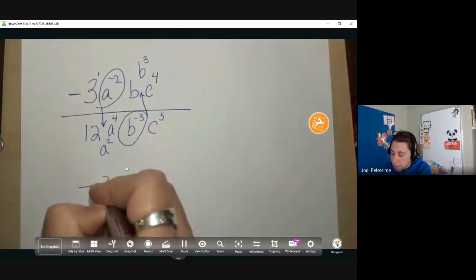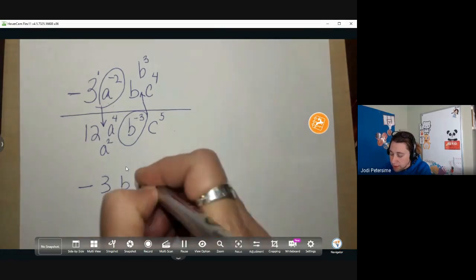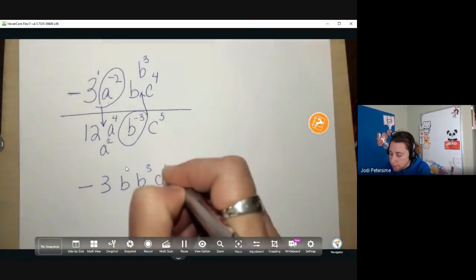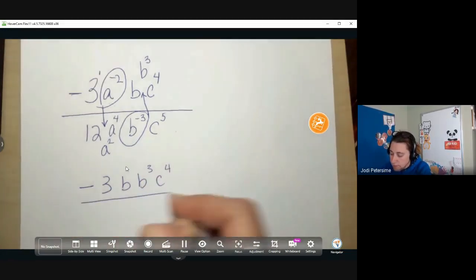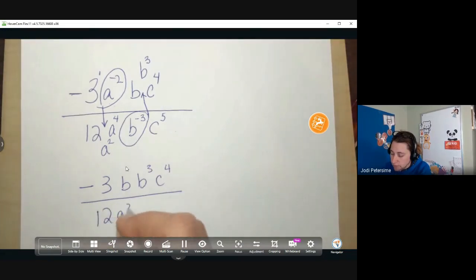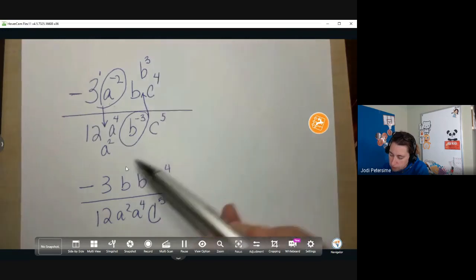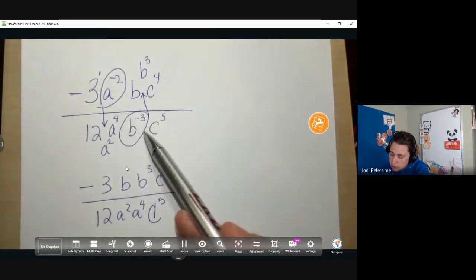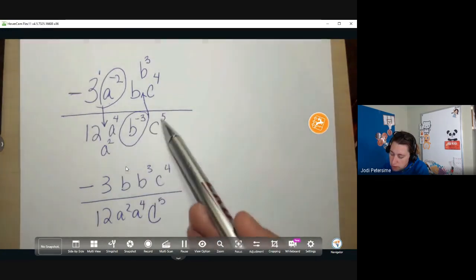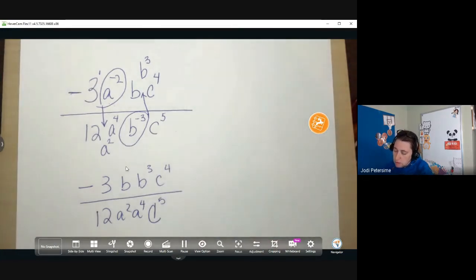So now I want you to go ahead and simplify this expression. That's a c. So that came down. I got b cubed, c to the fourth, a squared, a to the fourth, b to the negative third, and c to the fifth. Go ahead and simplify that one.